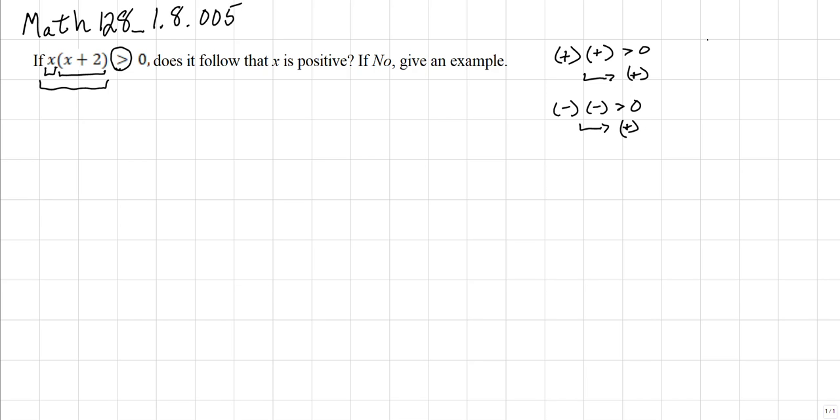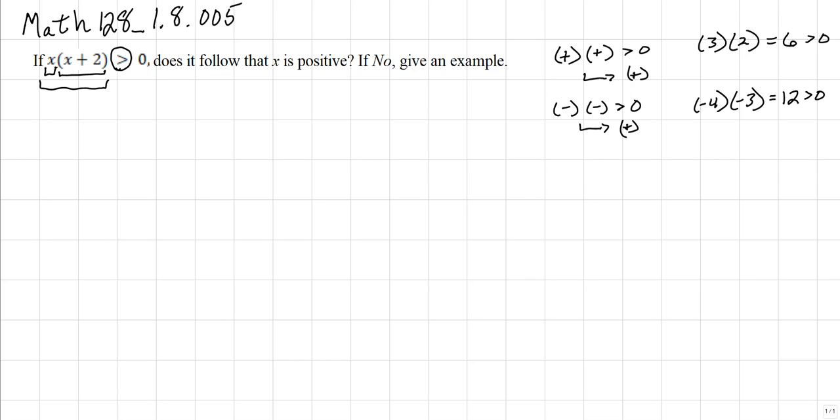For example, let's say that I multiply 3 times 2. Both of those are positive values. That is equal to 6, definitely greater than 0. Let's say that I take negative 4 and multiply by negative 3. That's equal to a positive 12, and that's definitely greater than 0.